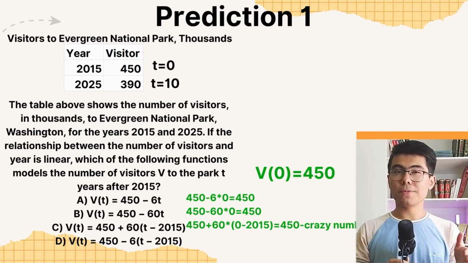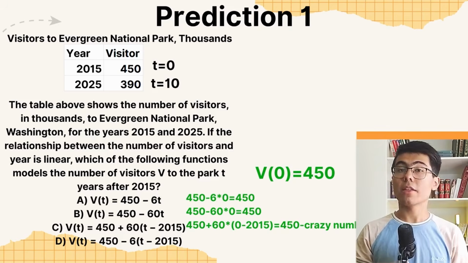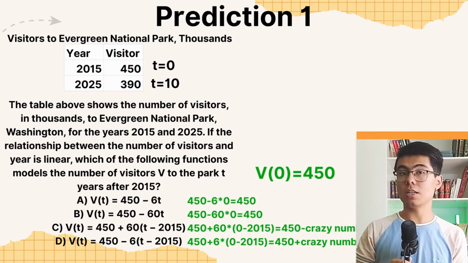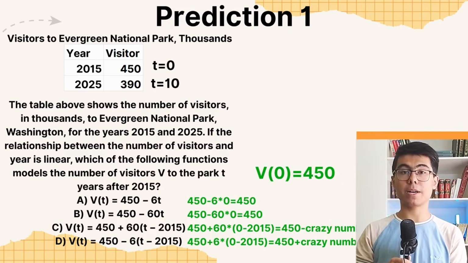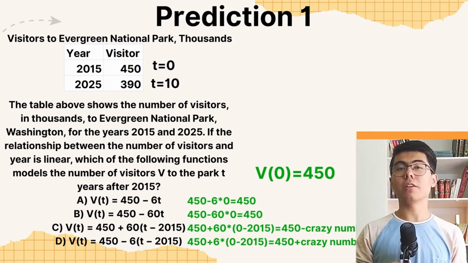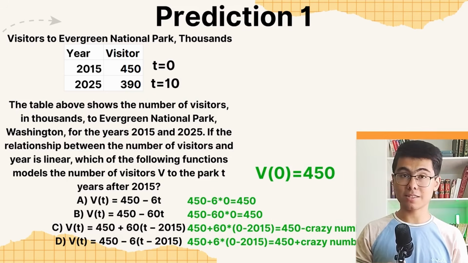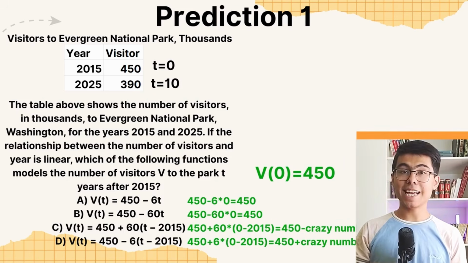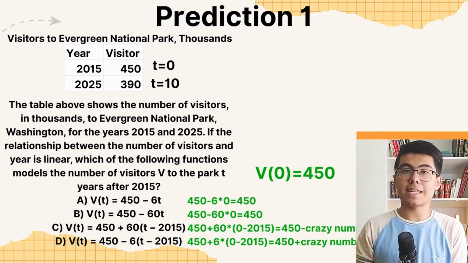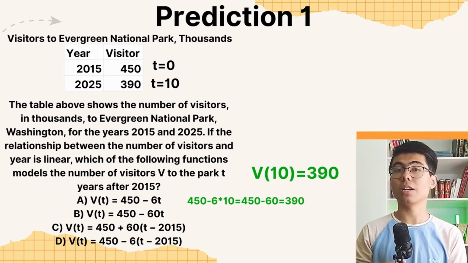Choice C, that would be 450 minus this crazy number, so that's wrong. Choice D, 450 minus 6 multiplied by 0 minus 2015. So that would be 450 plus that sort of crazy number, so that's also wrong. So C and D are clearly wrong here. Next, we should plug t equals 10 for 2025. So we want V of 10 equals 390.